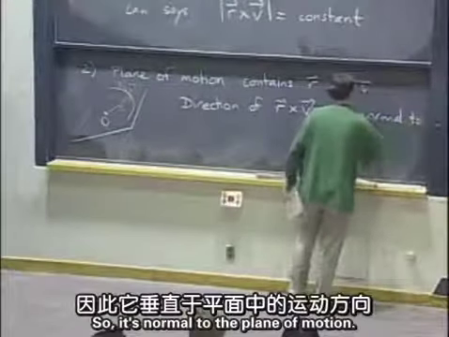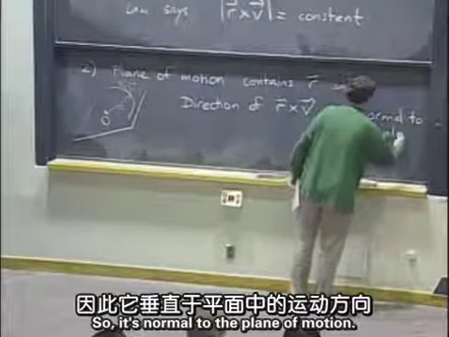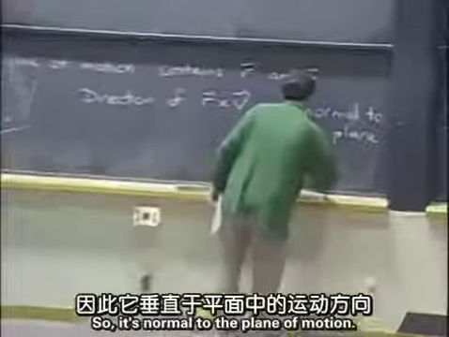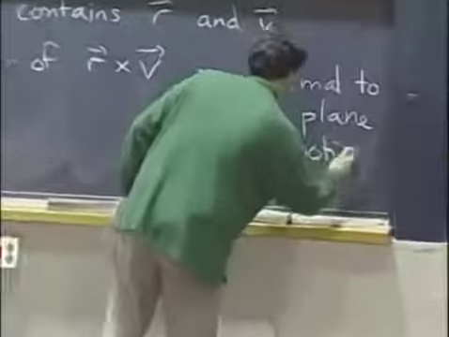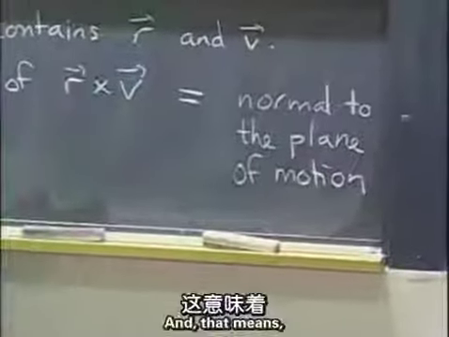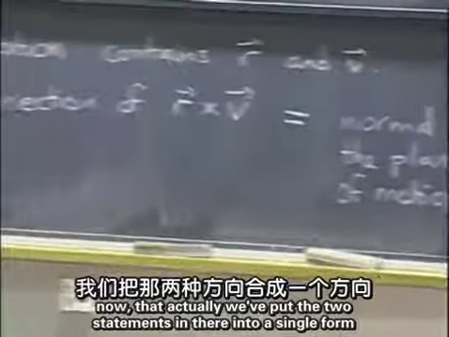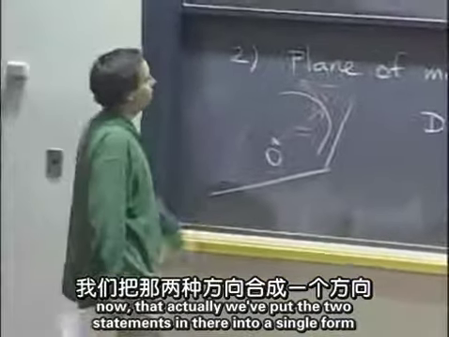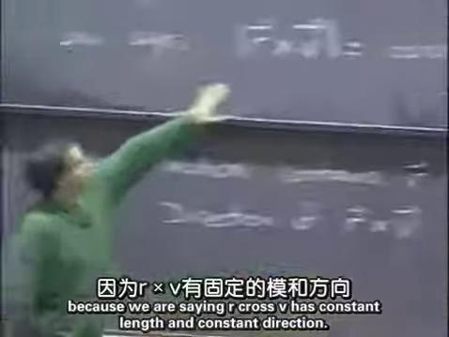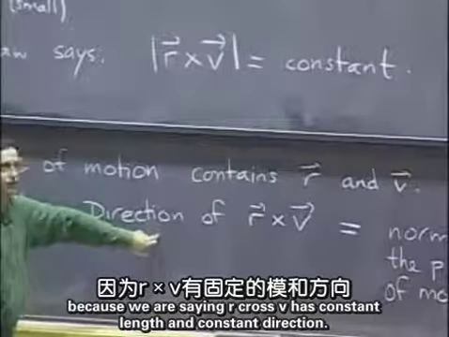So it's normal to the plane of motion. And that means now that actually we've put the two statements into a single form, because we are saying r cross v has constant length and constant direction.